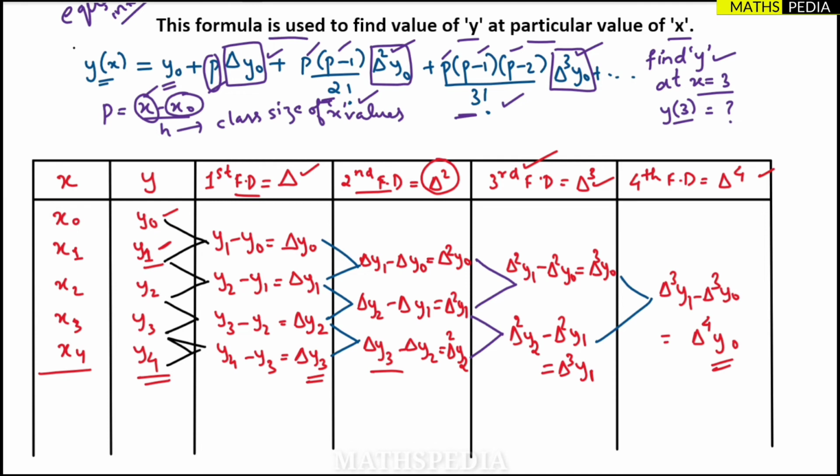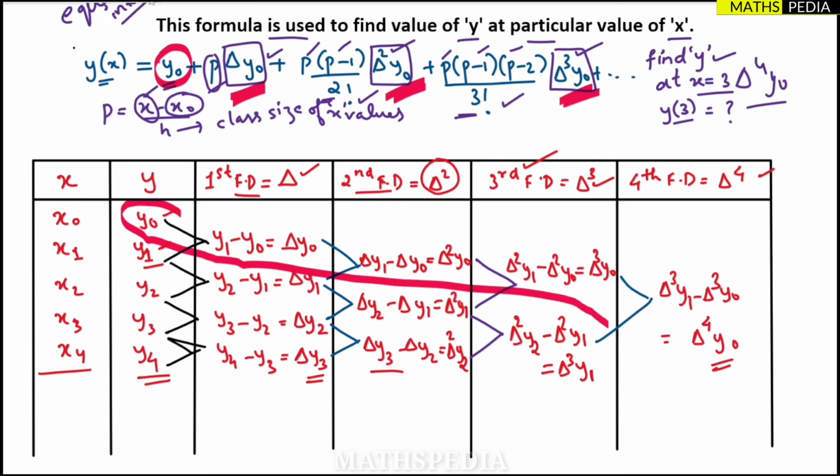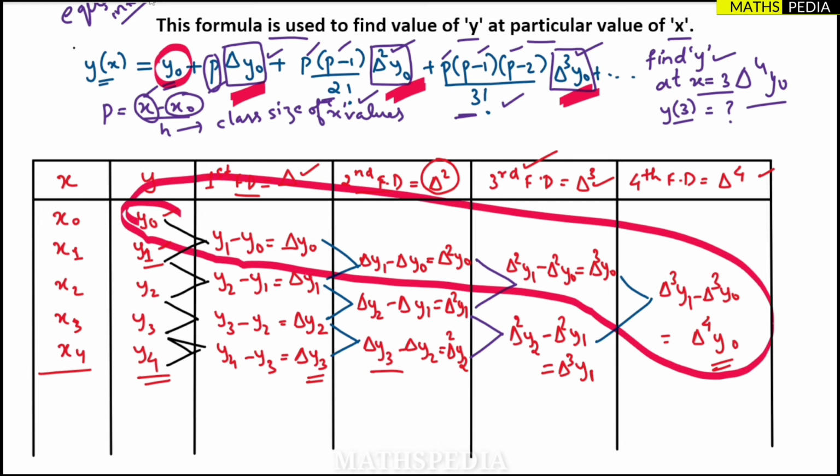Okay. So in the formula, you can observe that we are using only delta y0, delta square y0, delta cube y0, and one more will come, that is delta power 4 y0. We are using these values only. So in the table, we are using the starting values, and one more thing, y0 also we are using. We are taking all the values from the first values of all the columns. If you observe carefully, we are taking first values of all the columns. Okay, that will be y0, delta y0, delta square y0, and so on.